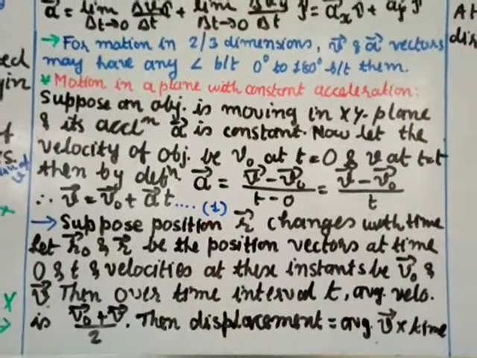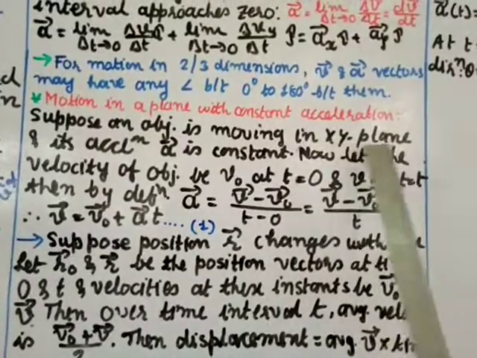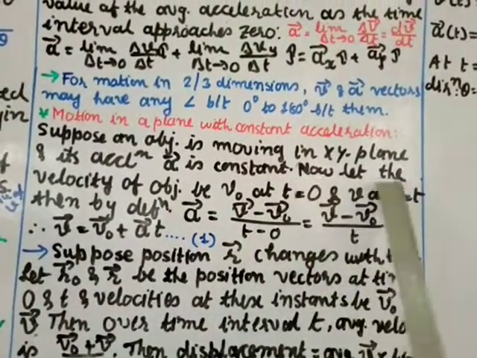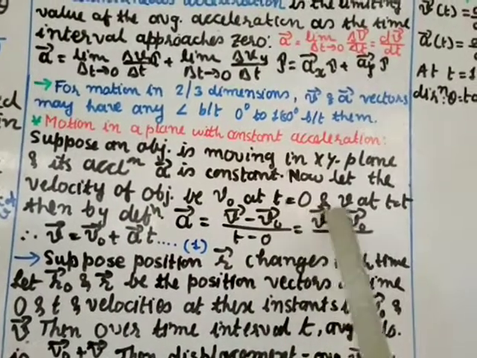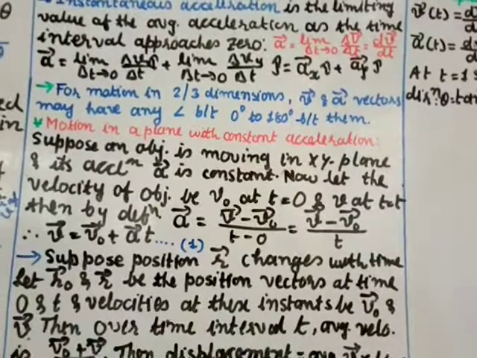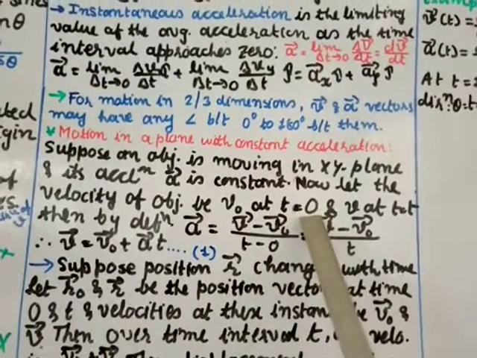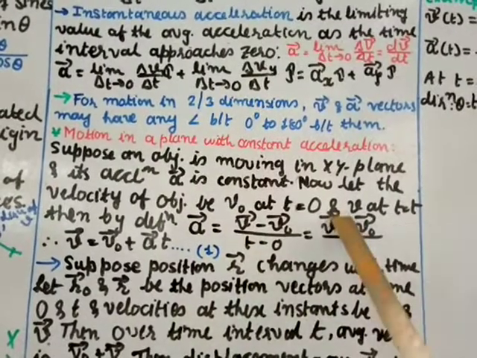Motion in a plane with constant acceleration. Suppose an object is moving in xy plane and its acceleration a is a constant. Now let the velocity of the object be v0 at t equal to 0 and v at t equal to t. So we consider acceleration is constant, and initially at t equal to 0 the initial velocity is v0, and after time t the velocity becomes v.